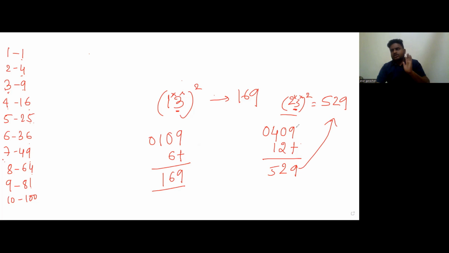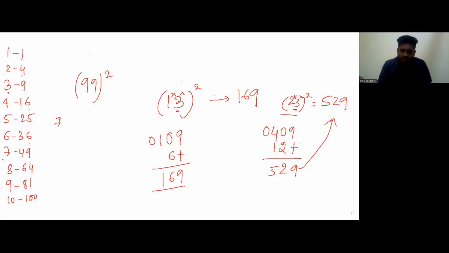This is the easiest shortcut to find square numbers. I can do it up to 99. So what is 99 square? Try to find it using this method only. This is a good shortcut to solve any squares. If I want to find the squares of any numbers, I can use this trick.